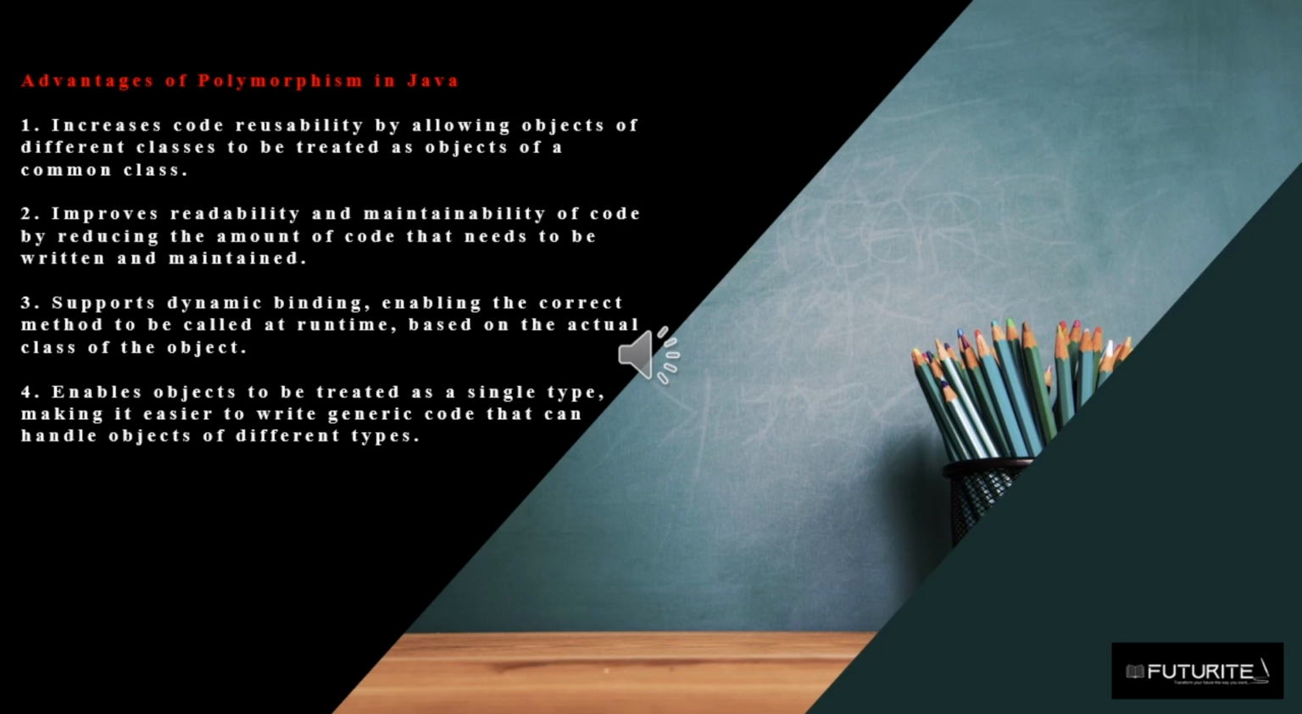Supports dynamic binding, enabling the correct method to be called at runtime based on the actual class of the object, right? Because you are calling it based on the class name or the instance of the class, that is the object. Enables objects to be treated as a single type, making it easier to write generic code that can handle objects of different types. That is, it enables the objects to be treated as a single type, right? Now to write generic code that can handle objects of different types, definitely this is also an advantage of polymorphism in Java.